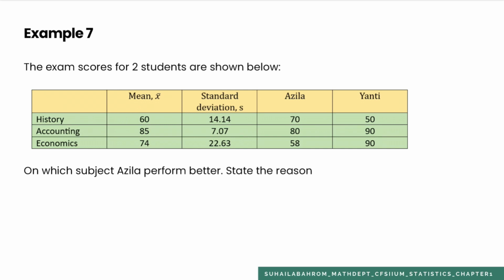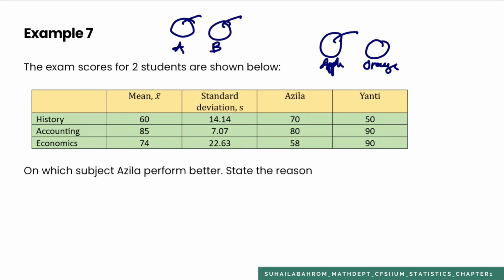Normally, we will use the Z-score for something that we cannot compare directly. For example, let's say we have apple and orange. You cannot compare between apple and orange directly. Why? Because they are two different things. Unless you want to compare the apple that you bought from shop A and the apple that you bought from shop B. So that is what the Z-score is for. When you try to measure something that is different, you cannot compare directly, so we will use the Z-score.